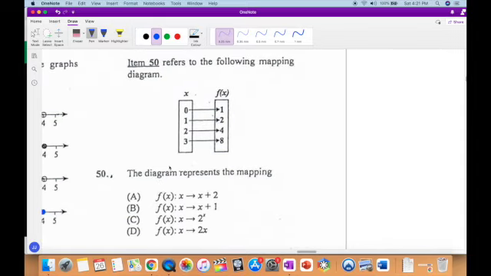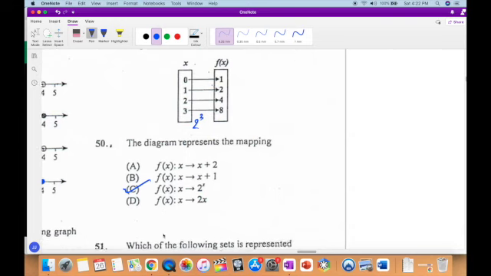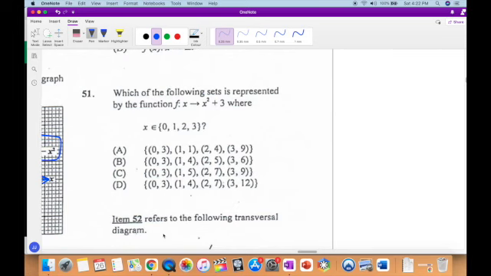Number 50 refers to another mapping diagram. The diagram represents the mapping of, so what is the function being represented here? 0 is going to 1, 1 is going to 2, 2 is going to 4, 3 is going to 8. Interesting, right? I can see here, if 3 is going to 8, it has to be 2 to the power of 3. So the only answer here is C, 2 to the power of x. Yes, and that's working for all of them, right?